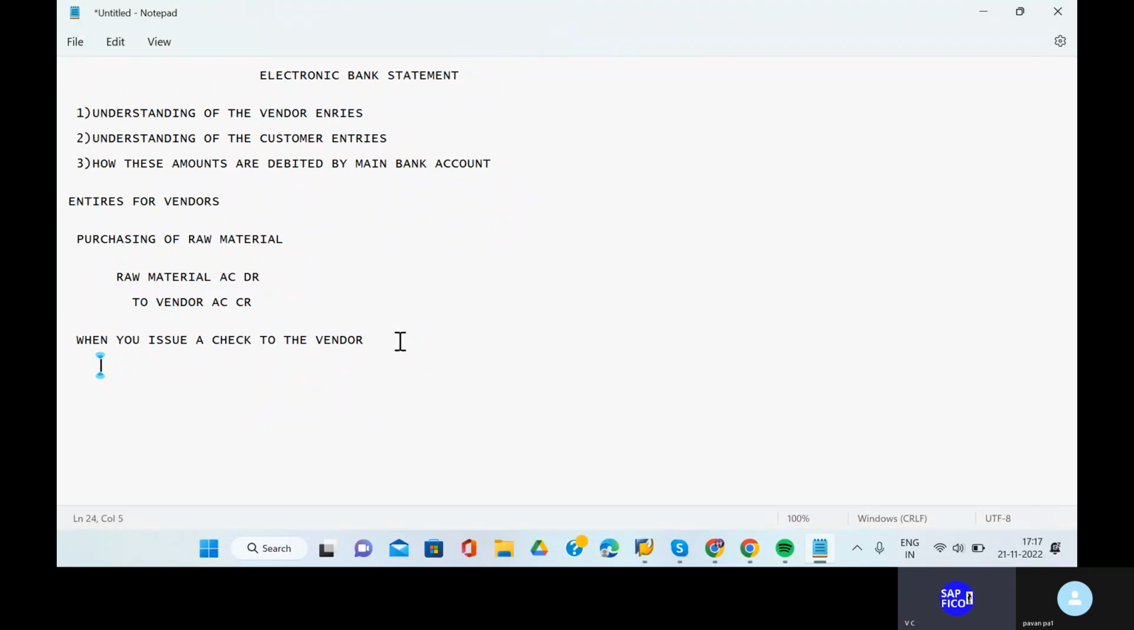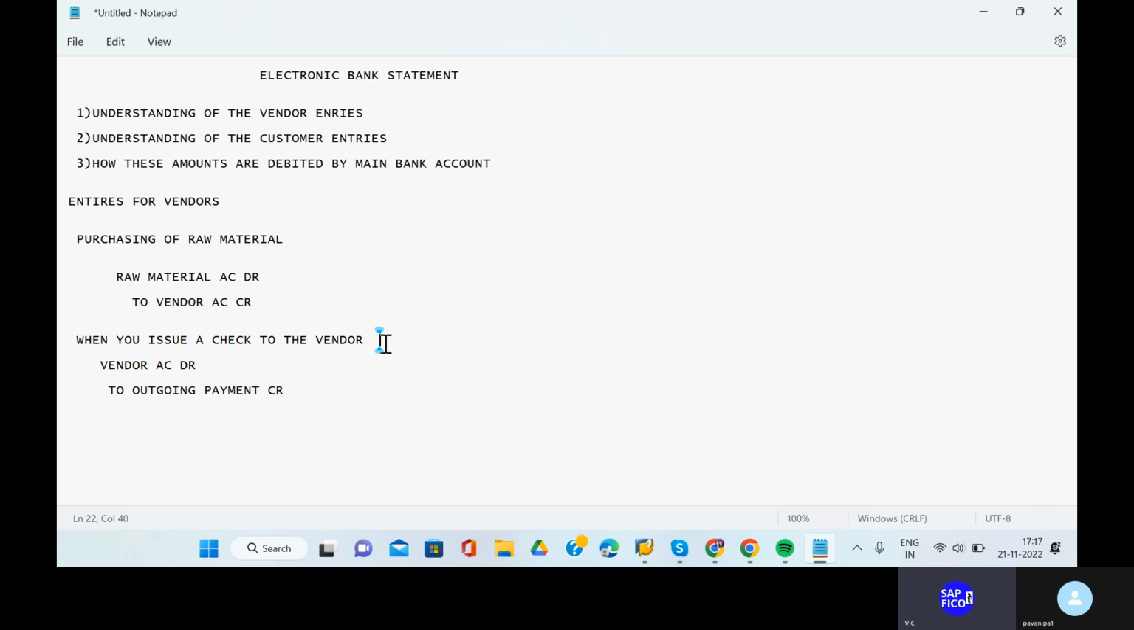So what is the exact entry here? Vendor account debtor to the outgoing payments account creditor. Okay, vendor account debtor to the outgoing payments account creditor. Okay, this is the exact thing.